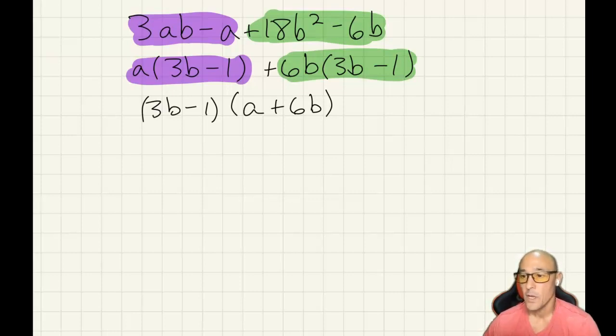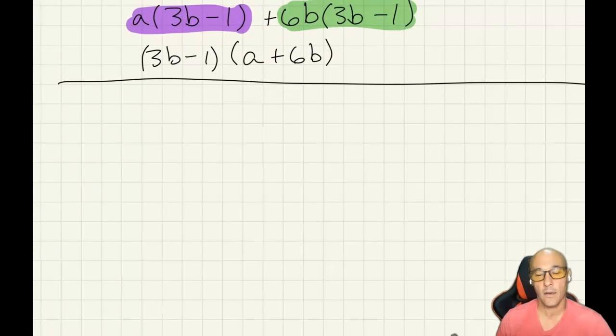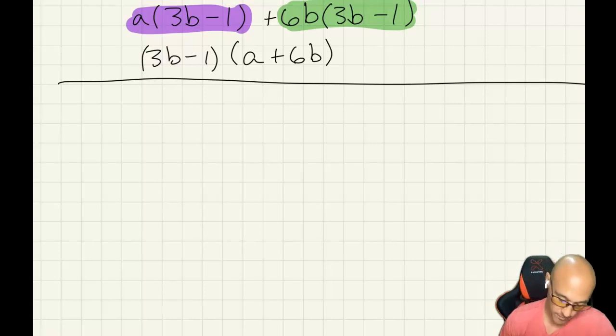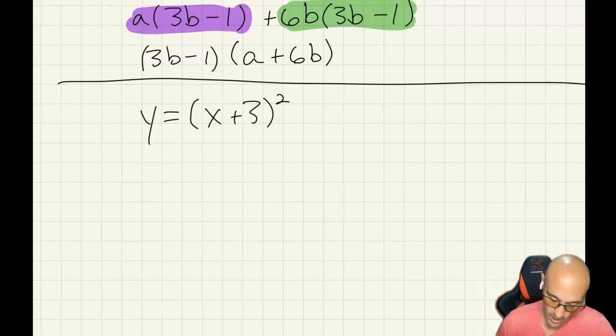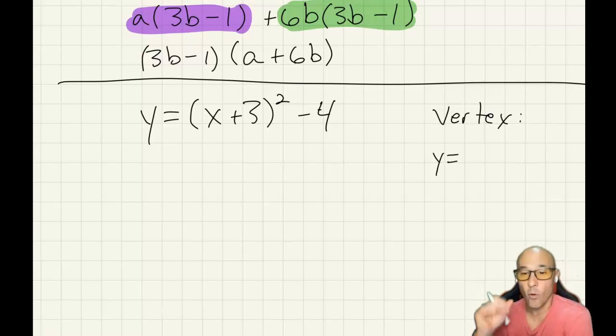Okay, all right, great. So now I'm going to talk about graphing quadratics. Quadratics are equations that have an x squared in them. So if we have y equals, let's start with (x plus 3) quantity squared, and then minus 4. Now, this is written in vertex form. And vertex form is a great form for graphing.